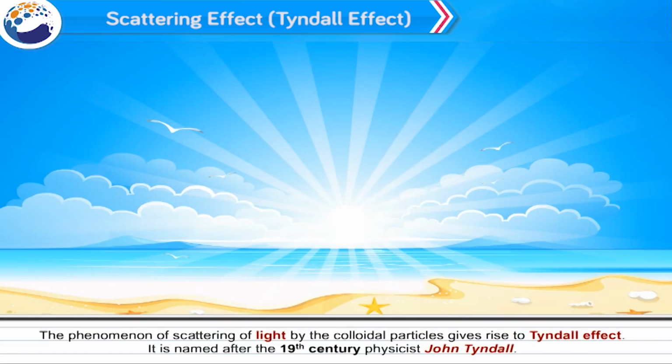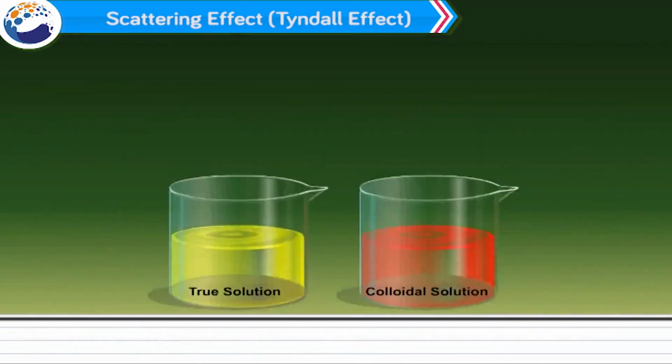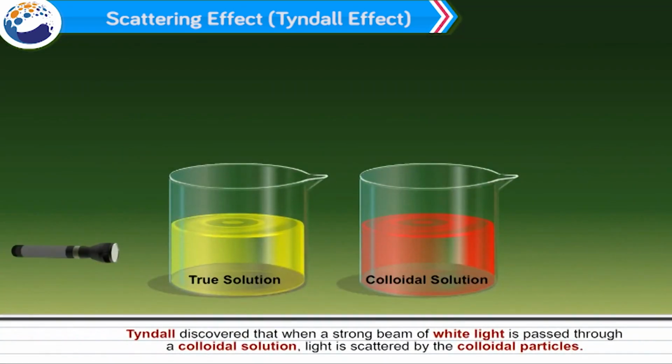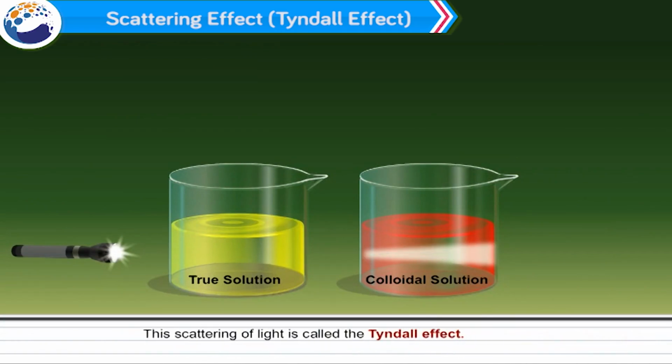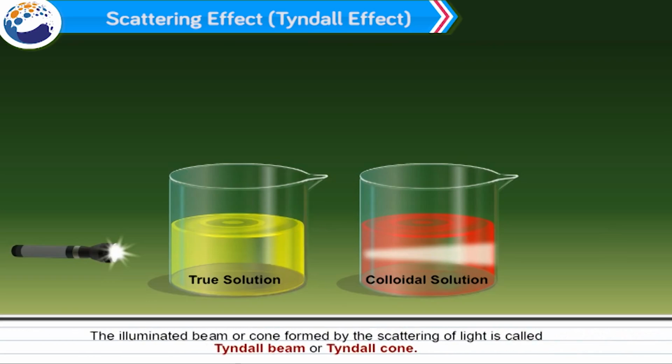It is named after the 19th century physicist John Tyndall. Tyndall discovered that when a strong beam of white light is passed through a colloidal solution, light is scattered by the colloidal particles. This scattering of light is called the Tyndall effect. The illuminated beam or cone formed by the scattering of light is called the Tyndall beam or Tyndall cone.